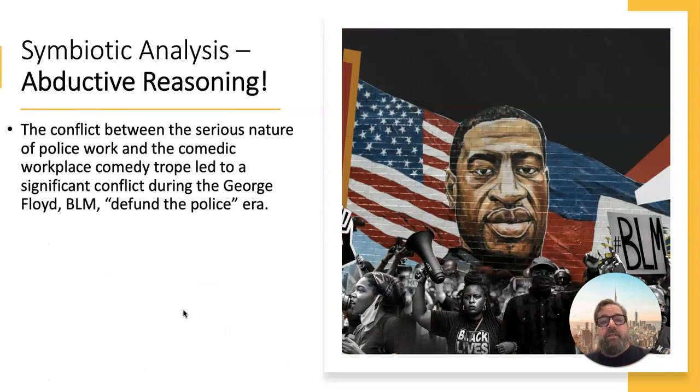And now we talk about abductive reasoning. So here's what happened once the George Floyd incident happened, and the movement that followed it, the Black Lives Matter movement that sort of came together, coalesced around that unfortunate incident, led to what is called the defund the police era. There's been latent anxiety against the police for years, but it kind of came to a head, and many people in this country sort of rebelled, and were crying to change the whole system of law enforcement. And so there was this conflict between the serious nature of police work, which is definitely a serious job, and the comedic workplace comedy trope. It led to this big kind of issue for Brooklyn Nine-Nine, and how do you proceed?